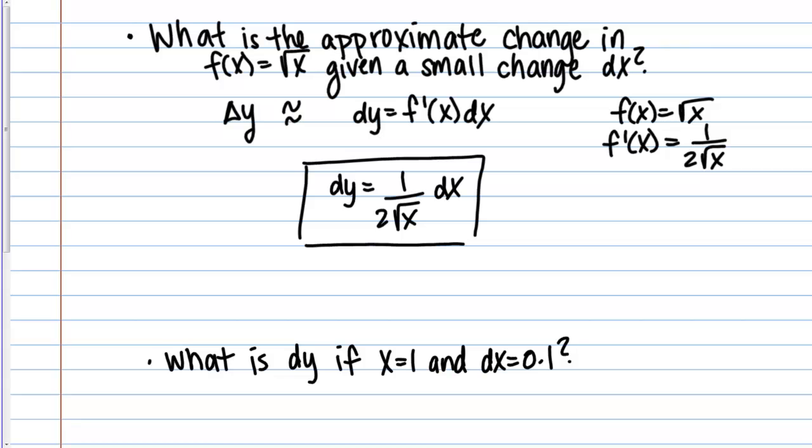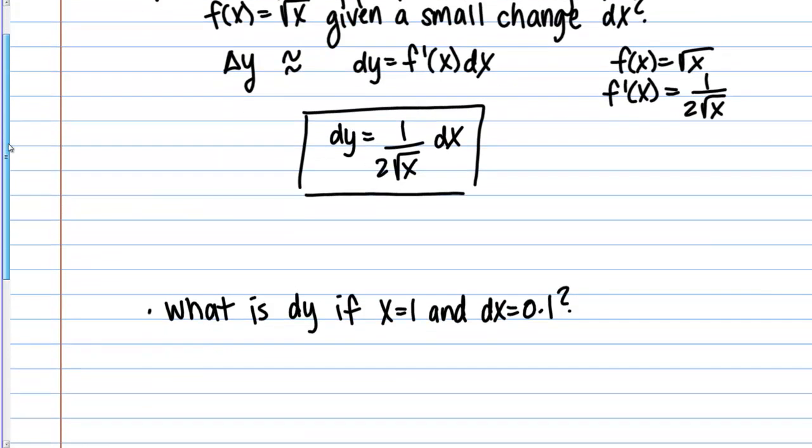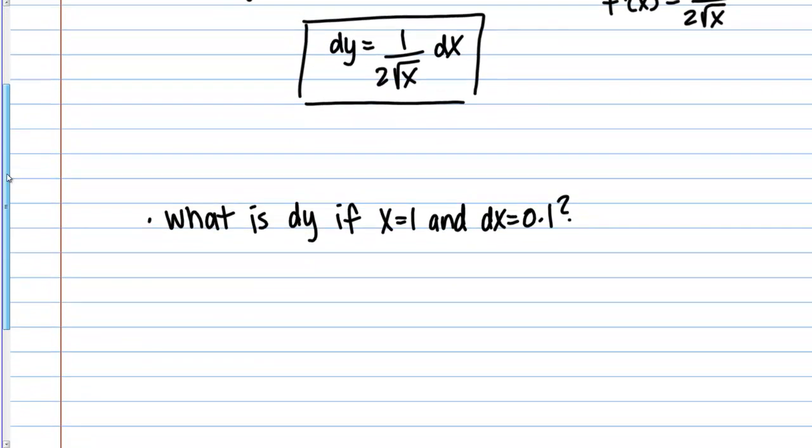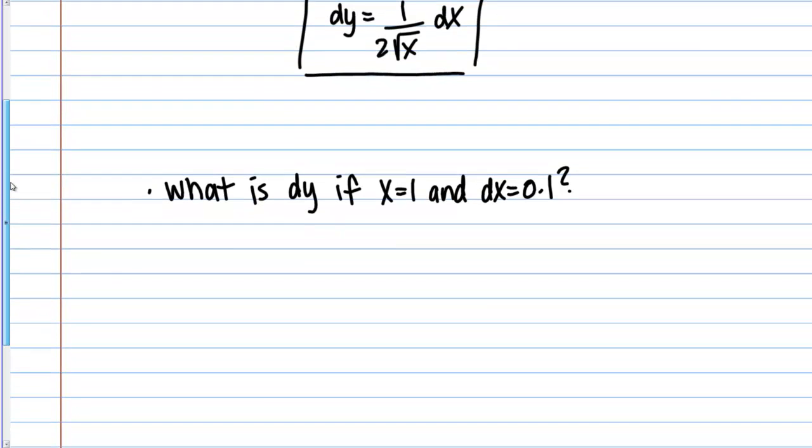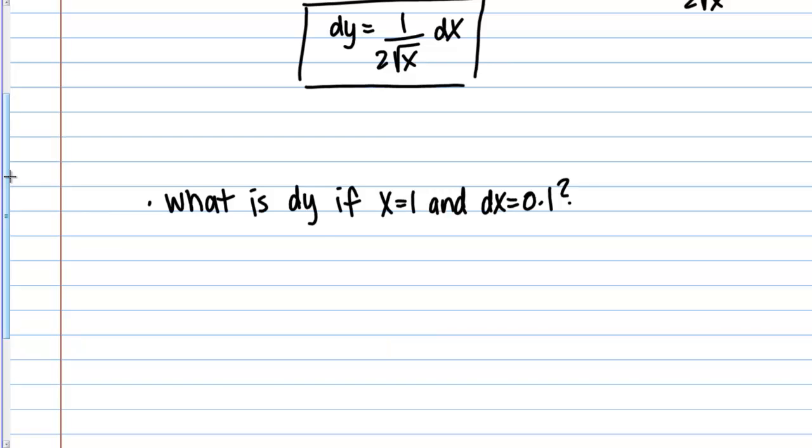Okay, so let's move on to the next question then. What is dy if x equals 1 and dx equals 0.1? So this is asking us for a specific value instead of just a general relationship. For this, we're just going to plug in. So it's asking, what is the approximate change in y if x increases from 1 to 1.1?